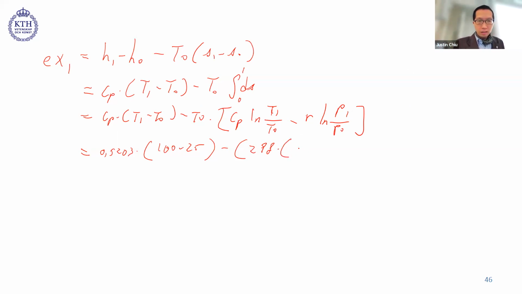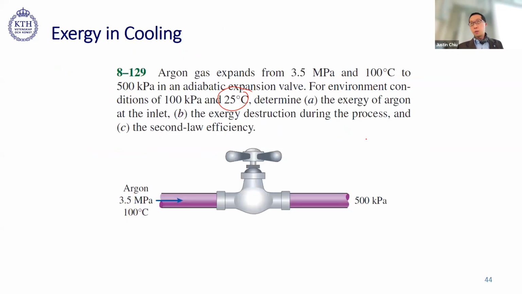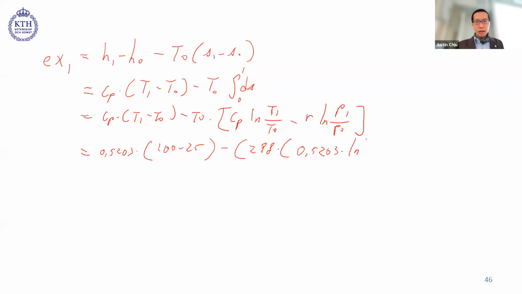And then here again, Cp, 0.5203. And then the log, what is the temperature 1? Here is 100 degrees Celsius. The other one is 25. And again, when it's a division or multiplication, we have to use the Kelvin. It's only in addition, subtraction, only subtraction that we can use Celsius without converting it. And then minus, and then the R, what is the R?